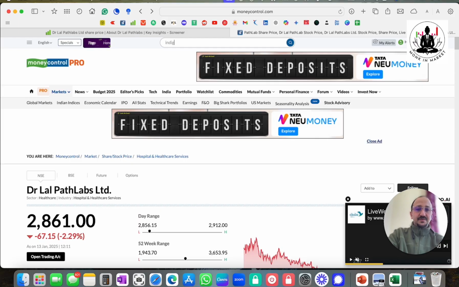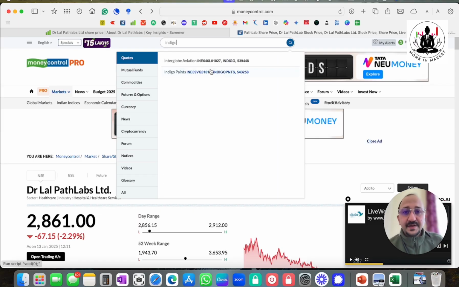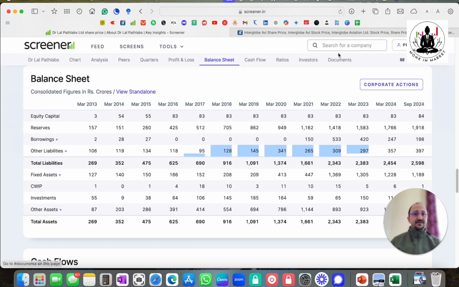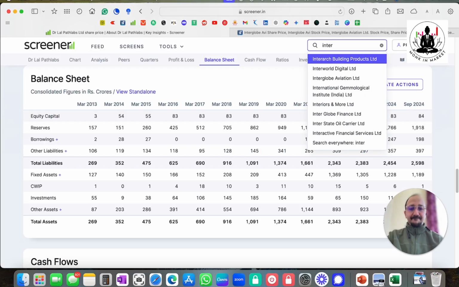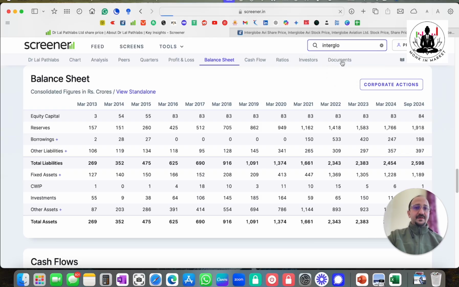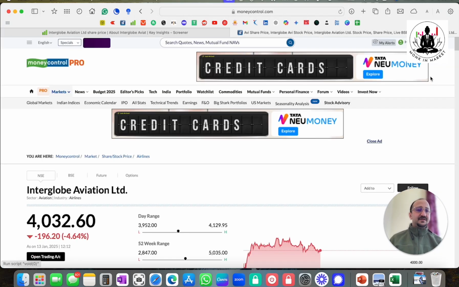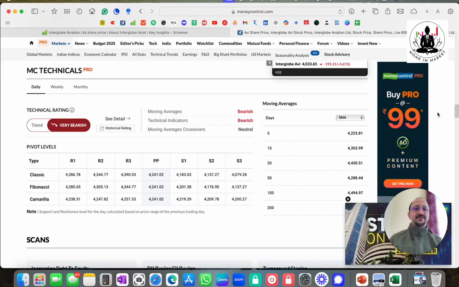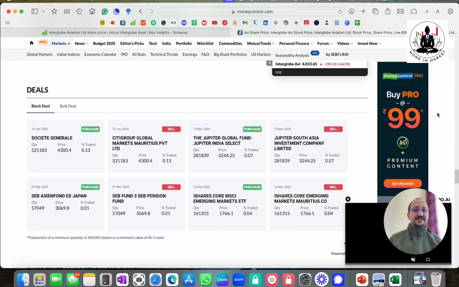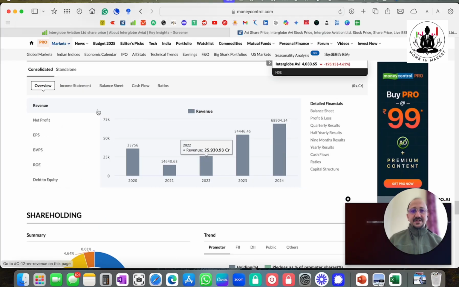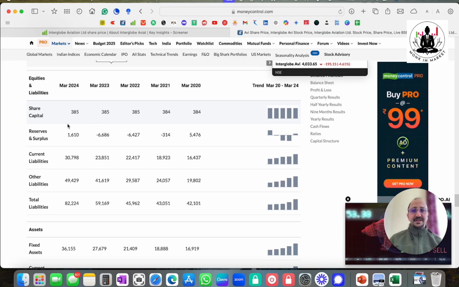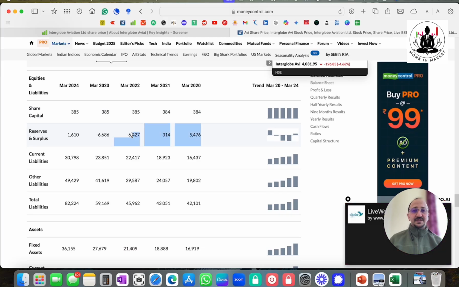Indigo, InterGlobe Aviation. Let's see over here as well. InterGlobe. So reserves were increasing, but after that it became negative. If such kind of negative things come, guys, it's something a bit fishy. I don't want you to invest wherever such kind of red flags are there, because in some companies profit making is very difficult. So over here, reserves and surplus were in negative.